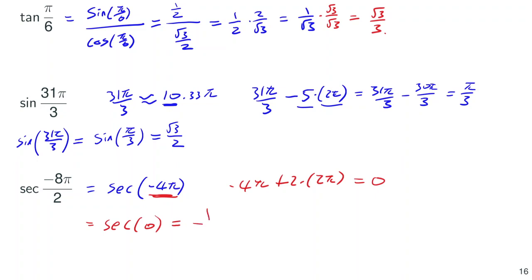Secant is 1 over cosine, so we need to find 1 over cosine of 0. Cosine of 0 is 1. So we have 1 over 1, which is 1. So secant of negative 8 pi over 2 equals 1.